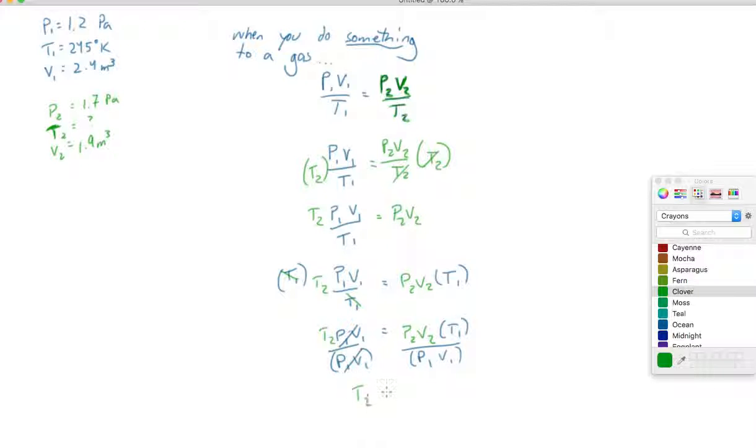So this is T2 equals P2 times V2 times T1 divided by P1 and V1. I can't get any more space down. It's a P. All right, so now T2 is by itself. Fantastic. All I've got to do now is just plug in the numbers.